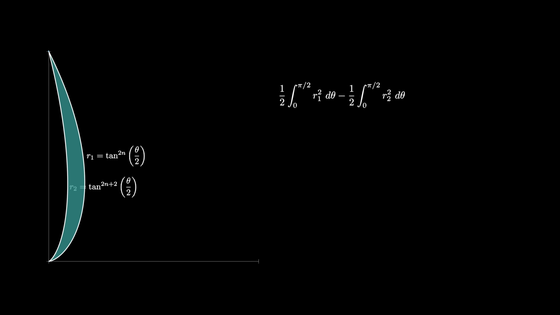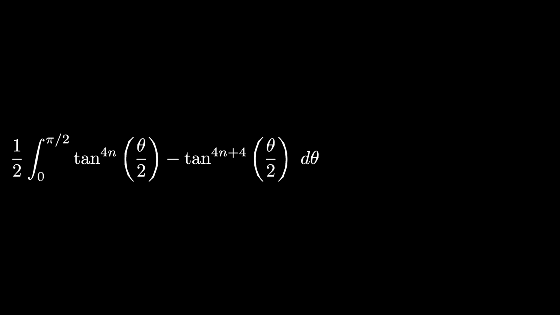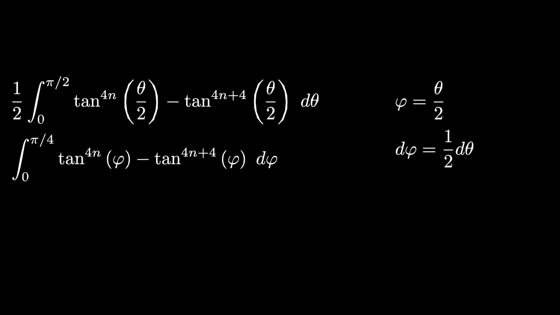By plugging in the values of r1 and r2 and combining the integrals, the area of interest is 1/2 the integral from 0 to pi over 2 of the quantity tangent to the 2n of theta over 2 squared minus the quantity tangent to the 2n plus 2 of theta over 2 squared d theta. And this simplifies to 1/2 the integral from 0 to pi over 2 of tangent to the 4n of theta over 2 minus tangent to the 4n plus 4 of theta over 2 d theta. To evaluate this integral, we first perform the substitution phi equals theta over 2 so that d phi is 1/2 d theta. This results in the integral from 0 to pi over 4 of tangent to the 4n of phi minus tangent to the 4n plus 4 of phi d phi.